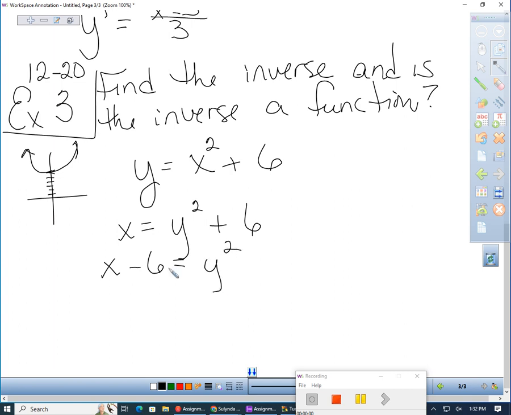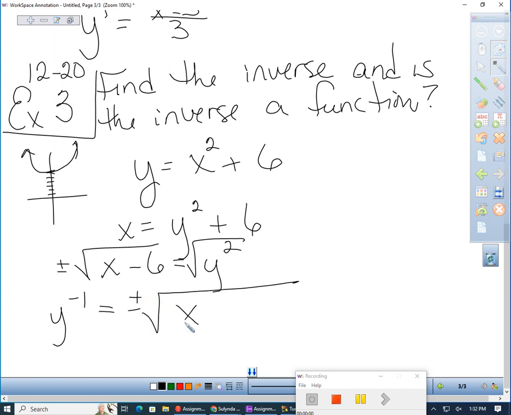How do I get rid of a squared? Square root both sides. And when you square root a variable, what do you have to put in front of it? When you square root a variable, plus and minus. All right, so I actually get y inverse equals plus and minus the square root of x minus 6.